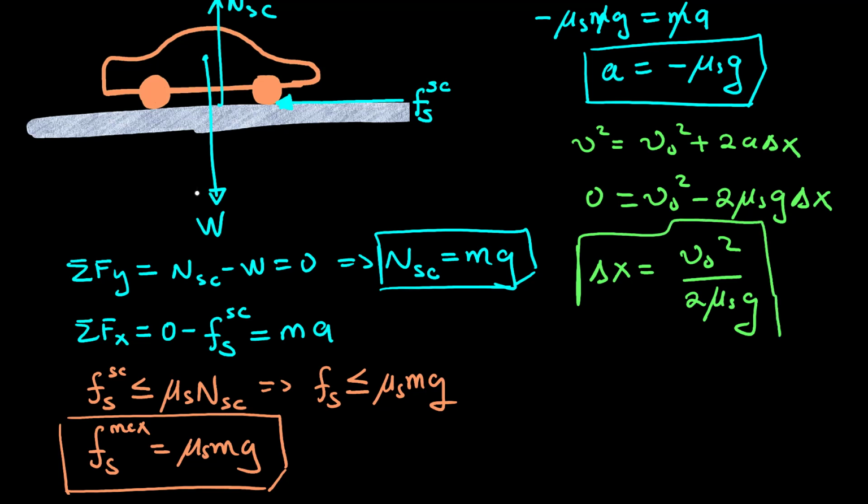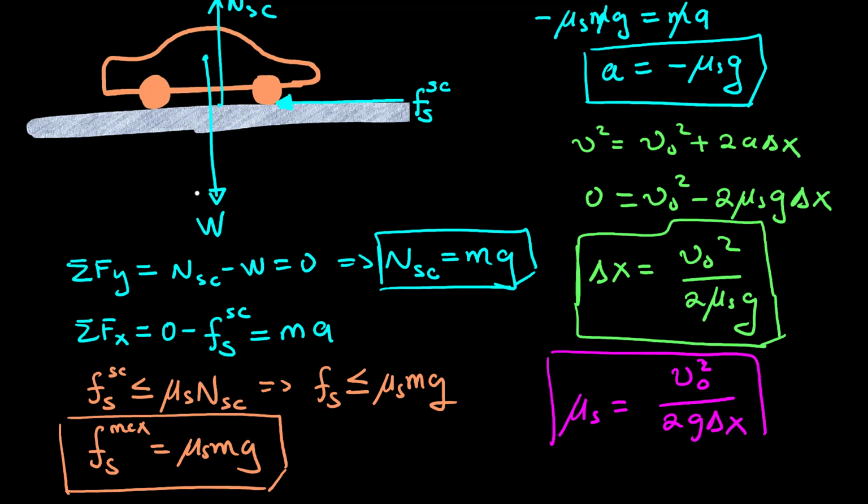This expression will help us to calculate the stopping distance, but because we already know the stopping distance, we know the initial velocity, which is 70 miles per hour, and we know the stopping distance, which is about 160 feet, so we can say that the coefficient of static friction, which is the unknown, will be equal to v naught squared over 2g delta x.